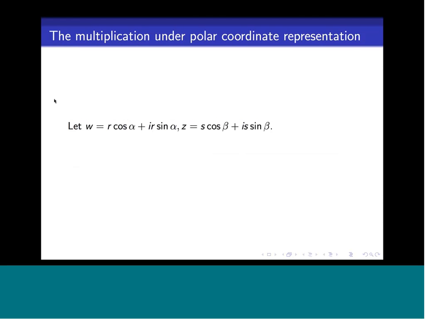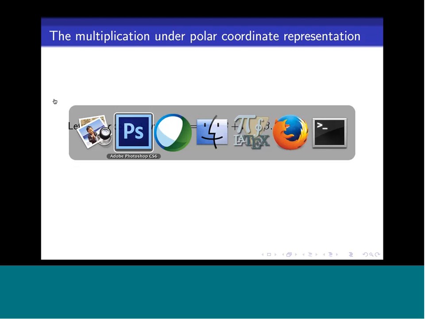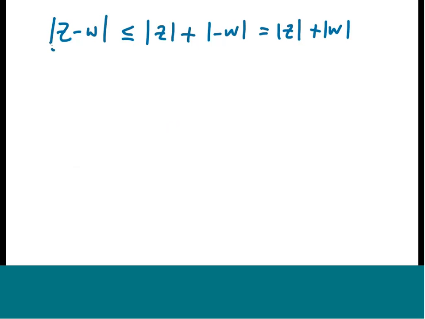So the next thing is about multiplication. It's very, very important in the polar coordinate system. So say W has polar coordinates R, alpha. Then Z has polar coordinates S, beta. Clear, right? Then for W, you can actually write W as, don't need that anyway.